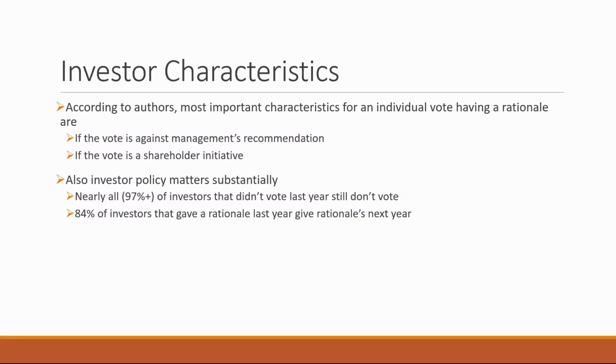So there's some institutional investors that appear to have chosen, we're going to give rationales. And some investors, a much larger group, have decided we're not going to give rationales or have not considered doing rationales. So there's not a lot of flip-flopping within an institutional investor of, yeah, we gave a rationale last year, we're not going to bother this year. They seem to be pretty consistent on whether they give rationales or not.